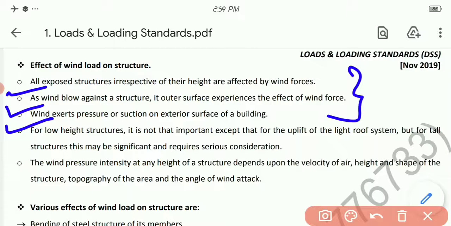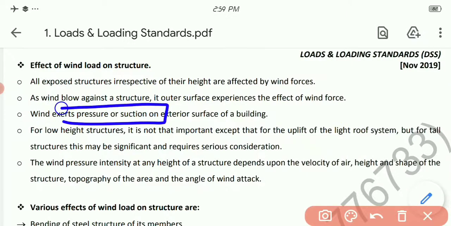See, any structure, whether it is tall or short, is always subjected to the wind load. Usually the outer surfaces of buildings experience the effect of wind force. So what does wind force do? Wind force exerts pressure, or suction, on the outer face of the building.